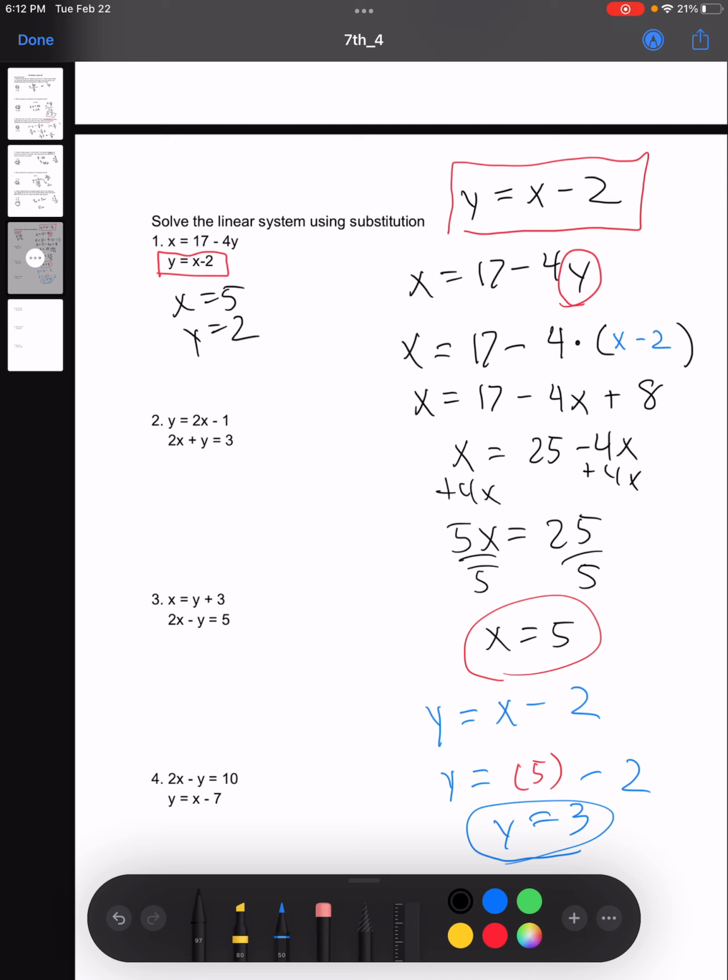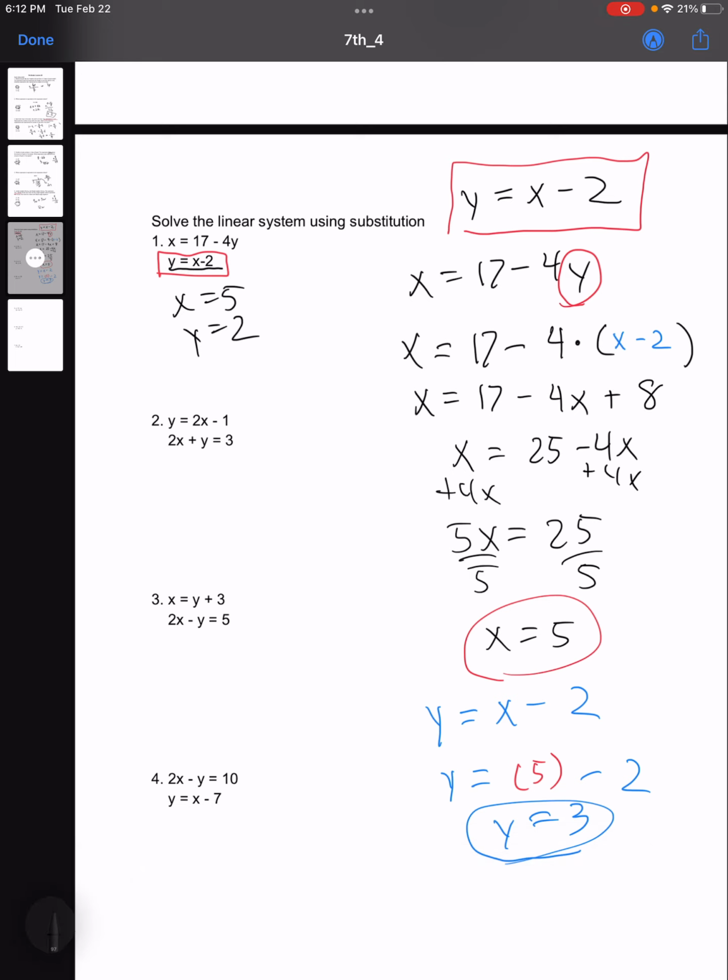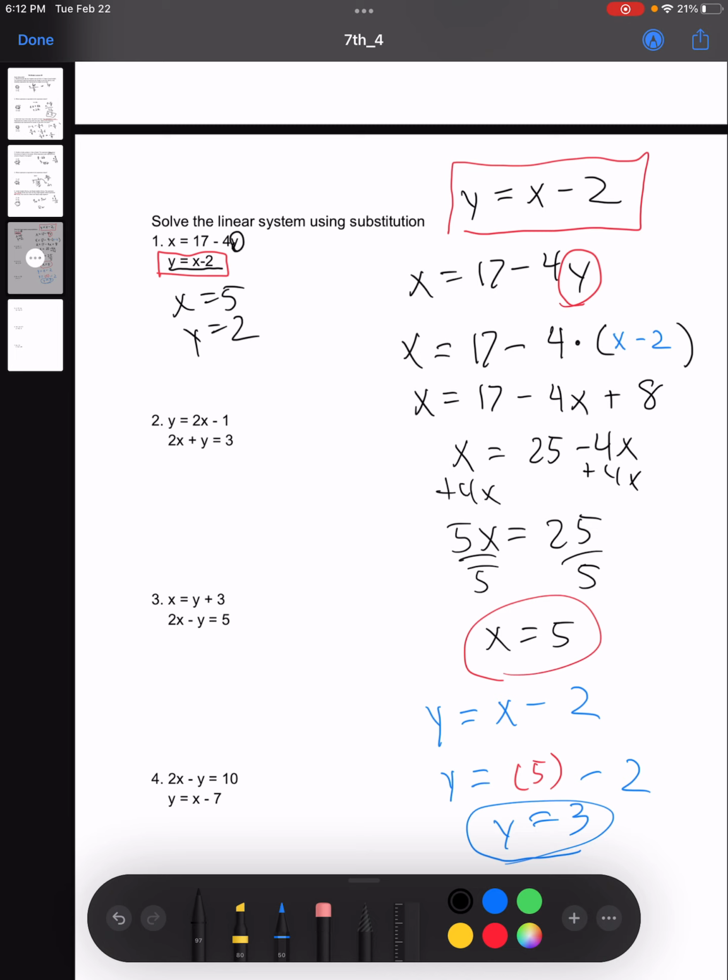Essentially what we did is that we found that y is equal to x minus 2, and we first replaced this y in the top equation with x minus 2. This allowed us to see what x is equal to, and then we substituted one more time in the bottom equation right here and replaced x with 5 to find out what y was.